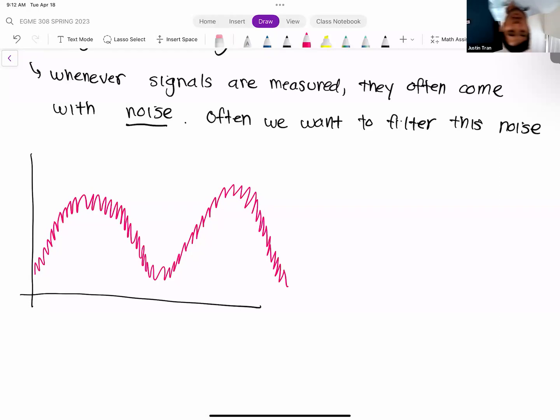Clearly here, we have some kind of low frequency signal. Those are the two big humps that you see. But on top of it, we have this high frequency noise that we're not really interested in. And so what we could do to filter the signal is run this through something called a low pass filter.